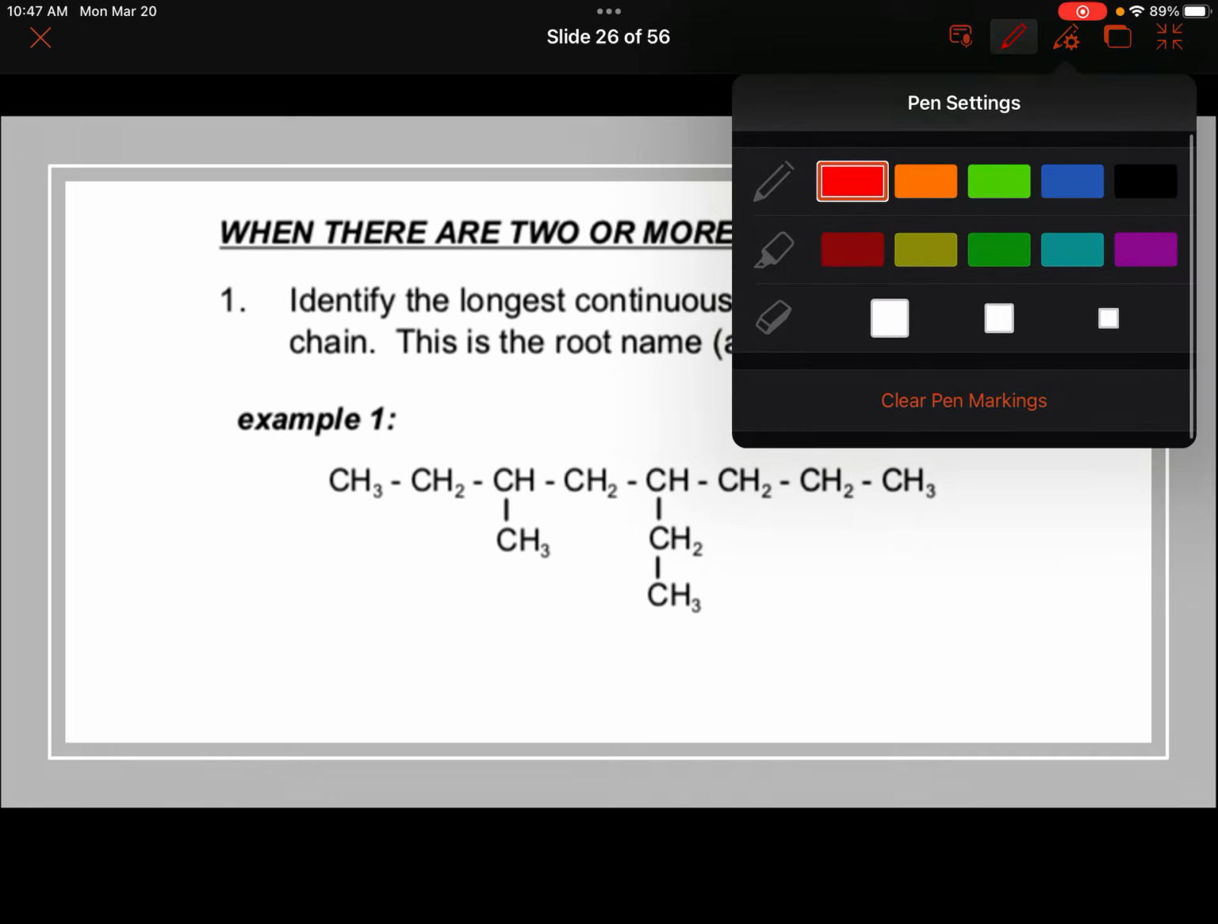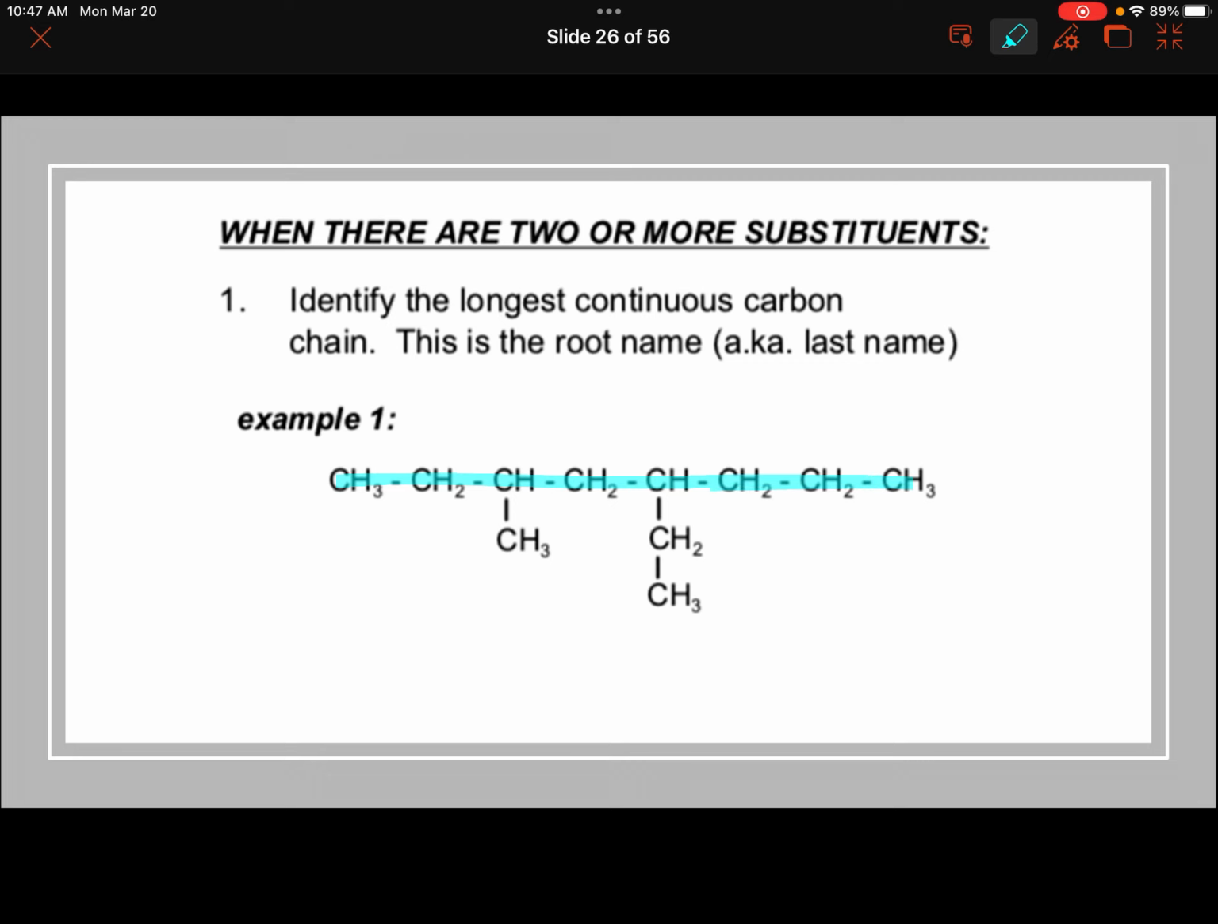When there are two or more, we're going to identify the longest continuous carbon chain. So we're going to highlight it, which we can see here.